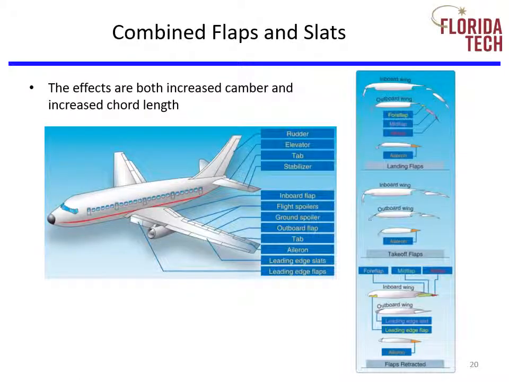Many aircraft combine flaps and slats. The effects are both increased camber and increased chord length. You can see on the right diagram just how different the wing becomes when it transitions from its clean configuration to its full landing configuration.